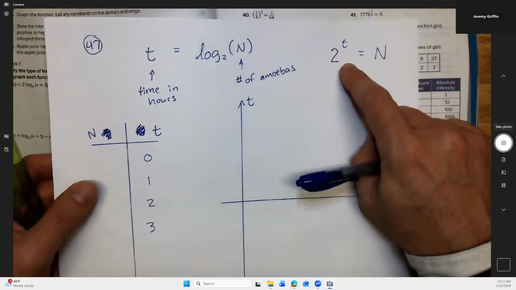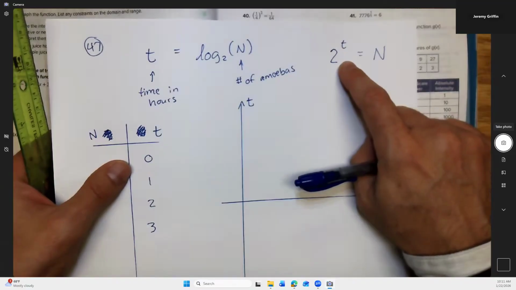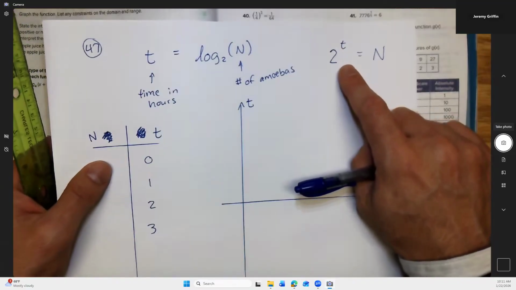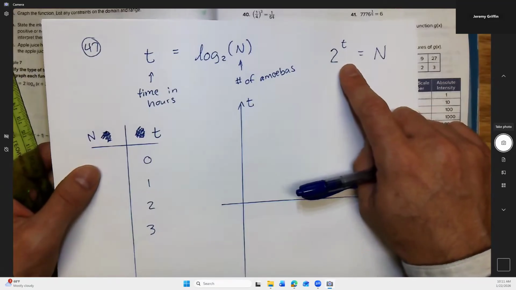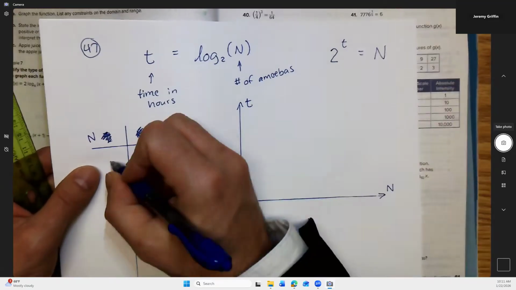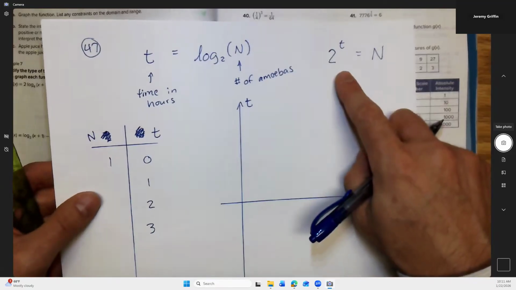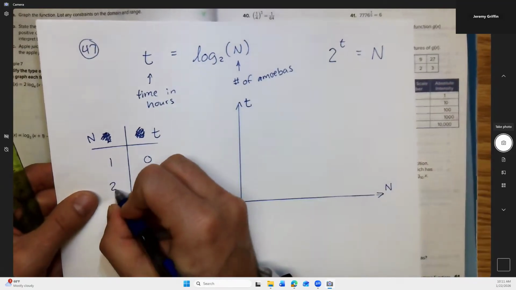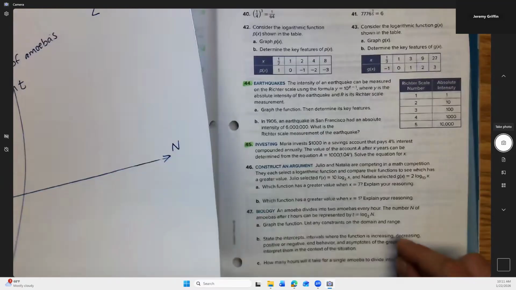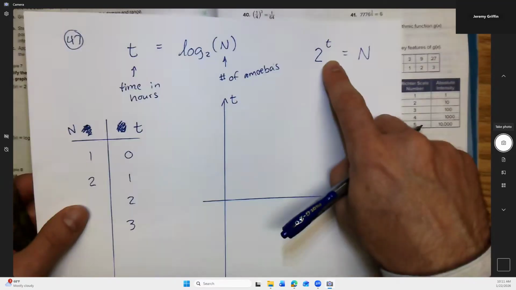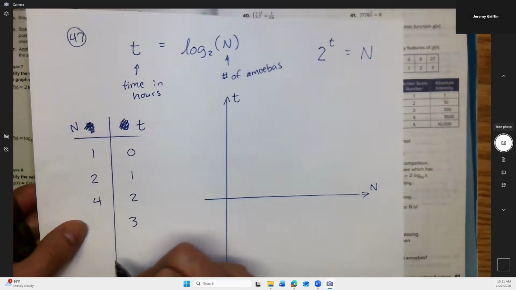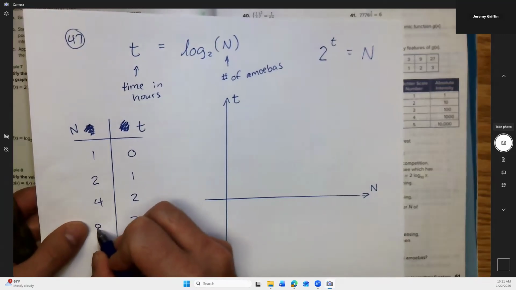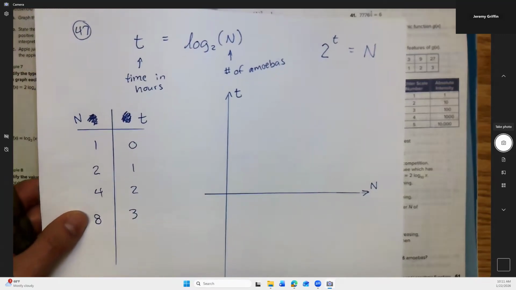So guys, if 0 hours have passed, then how many amoebas are there? 1. Yeah, 1. How about 1 hour has passed? How many? 2. Right. After 2 hours, 4. How about 3 hours? It's 8. So it's 1, 2, 4, 8, like that.